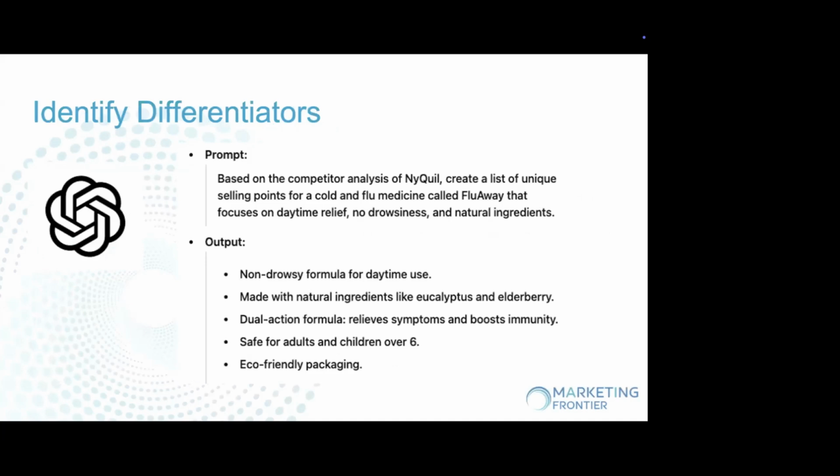All right, so the next thing we want to do is help identify the differentiators for our Flu Away, and identify what the gaps left by NyQuil are that it can help to fill. So then I'm going to prompt it again. This time we're in ChatGPT, based on the competitor analysis of NyQuil that you just did. And you can see here too, prompting ChatGPT is what we're calling this chain of thought. So it's often a series of steps. It's not just one prompt, it's a series of prompts.